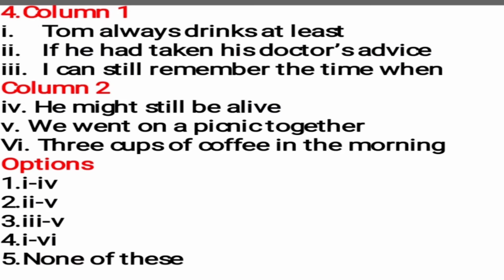Here you see, in column 1, second one you see, if he had taken, means it is an if condition, that too third conditional. Okay, so would have or should have or might have plus v3 is required. So he might have still arrived, means still arrived, like that it will be. So fourth one will not be the joining one with second one in column 2. So fifth one we see, we went on a picnic together. Something it is joining, actually we read that one in first one. Okay, sixth one you see, 3 cups of coffee in the morning. So it will join first one with sixth one. Tom always drinks at least 3 cups of coffee in the morning.